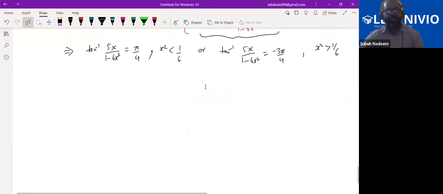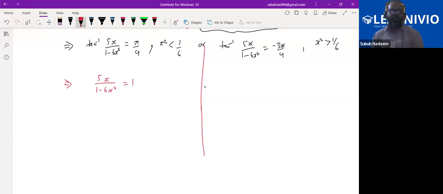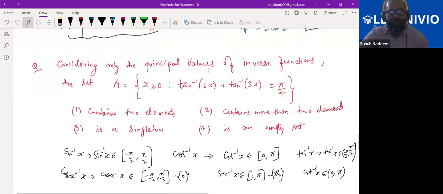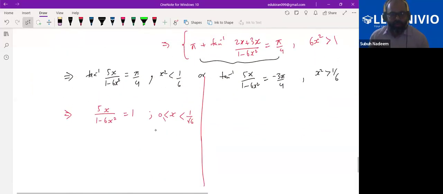So now if we write it, these are two cases. In this case, tan inverse of this is pi by 4, which means that 5x by 1 minus 6x square is equal to 1 because tan pi by 4 is 1. And here x will be less than 1 by root 6 and greater than 0. Negative it cannot be because it is already given in the question that x is a positive value. Here we have x greater than or equal to 0. So it is between 0 and 1 by root 6.